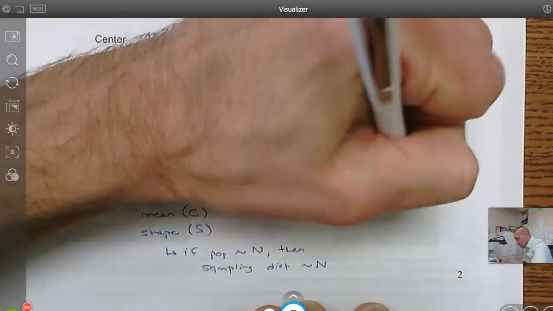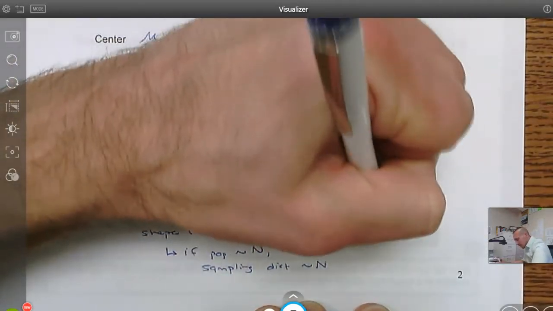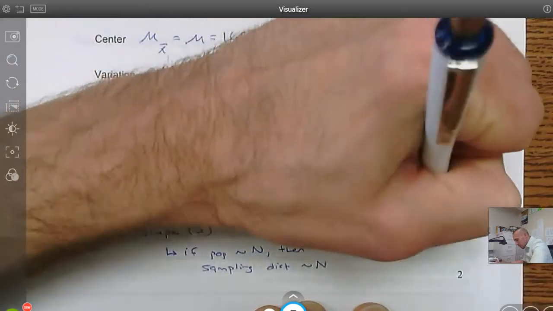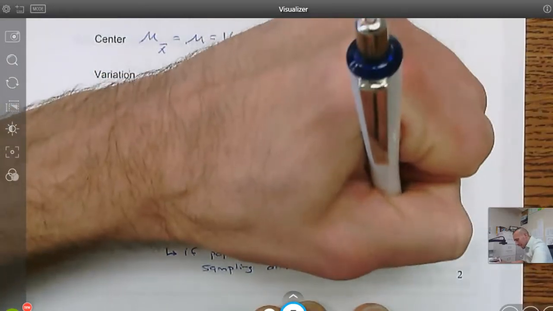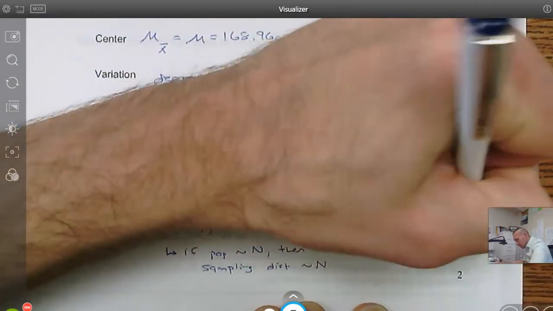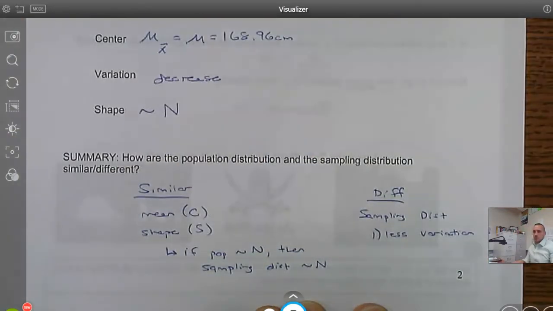Differences. Your sampling distribution has less variation because now we're graphing averages instead of individual values. Averages vary less than individual values.